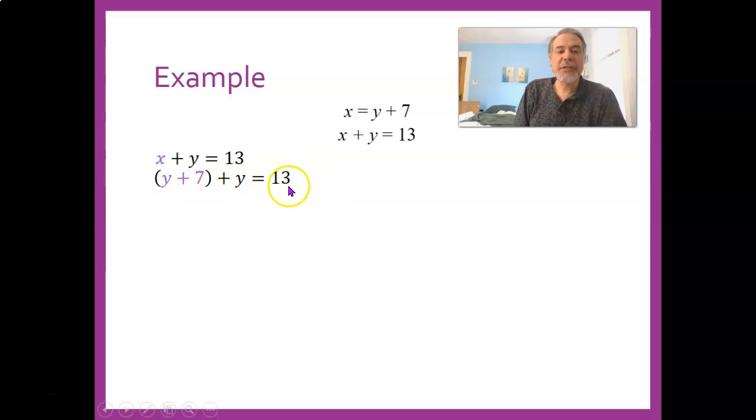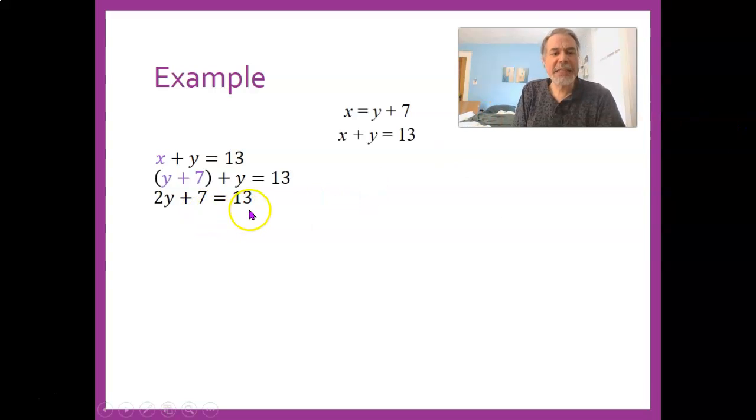Okay, so now this is an equation that only involves the variable y. I've got to solve it to find out what y equals. Okay, combining like terms over here, we've got a y plus a 7 plus another y. This y plus this y, 1y plus 1y, would be 2y. So this would be 2y plus 7 equals 13.